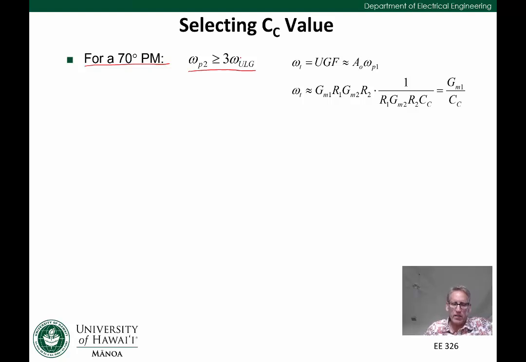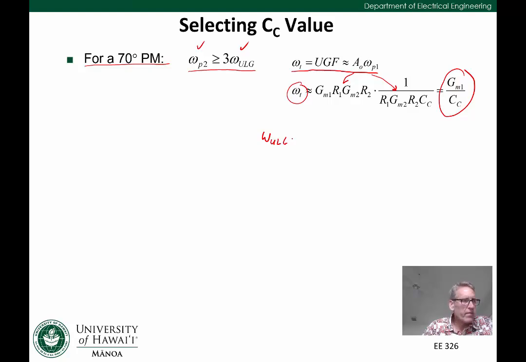So we're going to figure out an equation for each side and then relate them, and then we can determine how large the compensation capacitor should be. So omega T, again, I'm going to repeat this, the unity gain frequency, is A0 omega P1. And if we substitute in A0 and omega P1, we get that omega T is GM1 over CC.